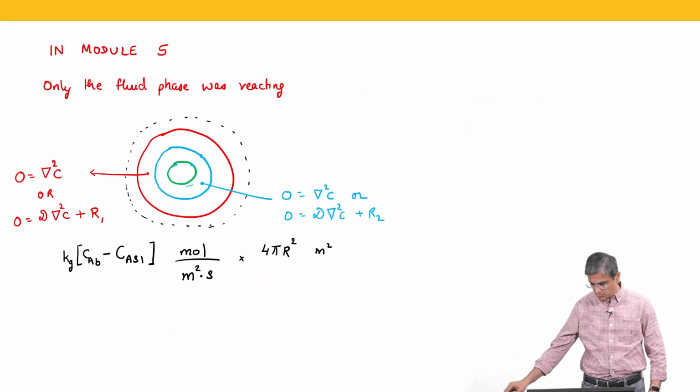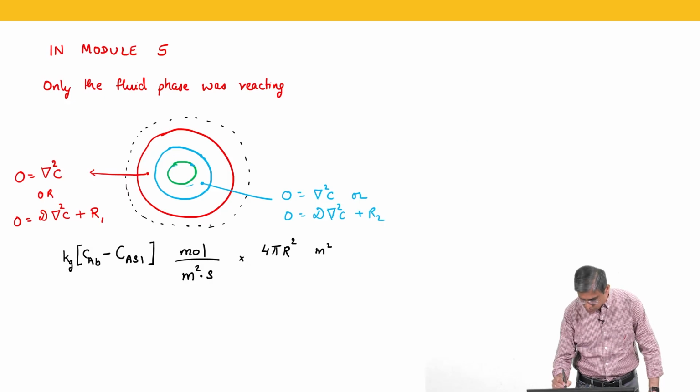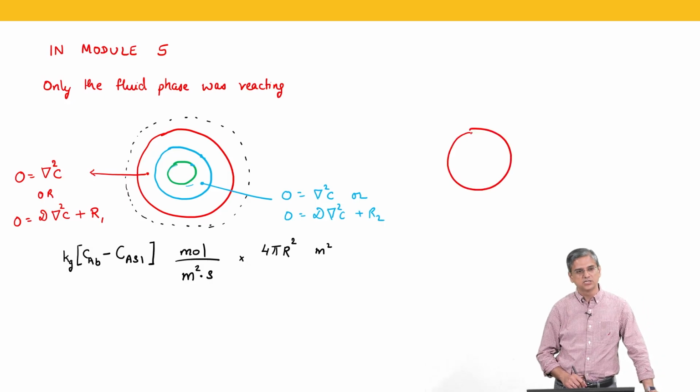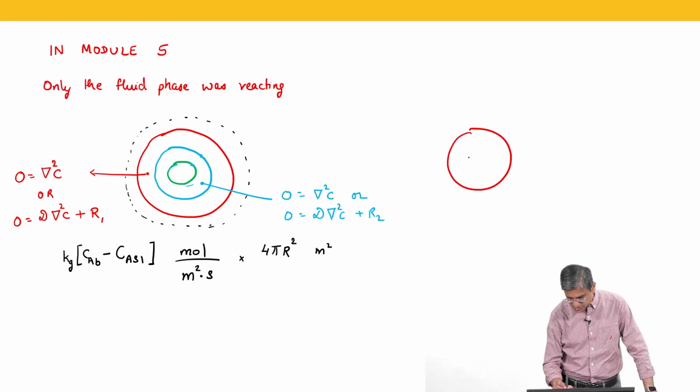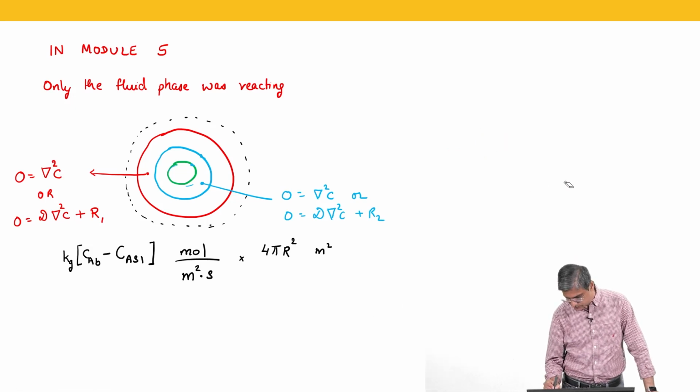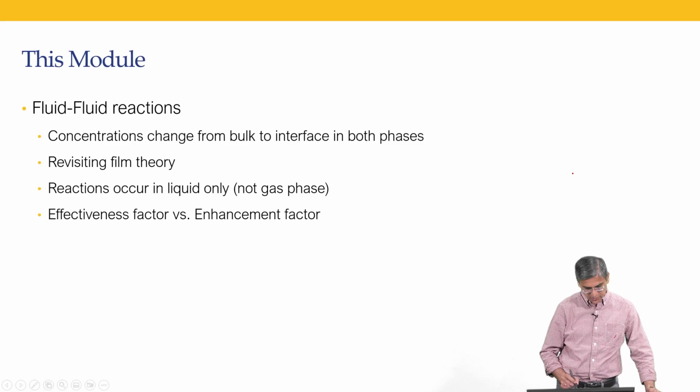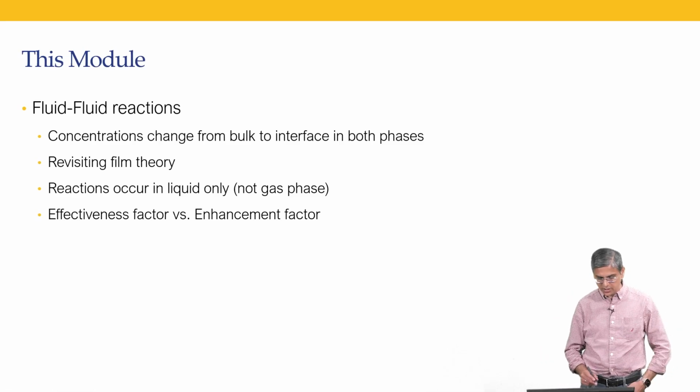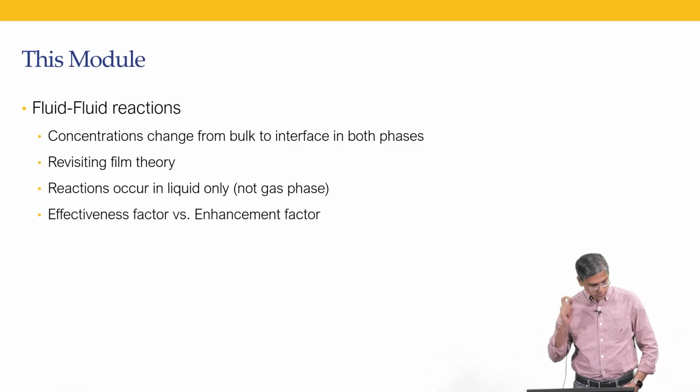All these circles that I was showing you, this circle in module 7 is not a solid, but it is a fluid. So, this might be a liquid and there might be a gas outside, or the other way around. Okay. So, that is the kind of situation that we are going to consider.